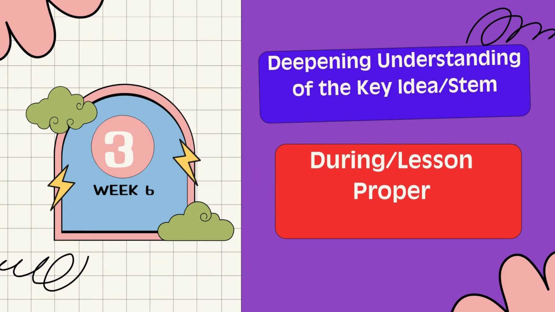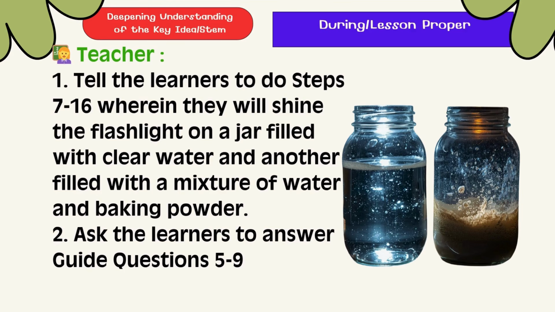Deepening understanding of the key idea stem. Number 1. Tell the learners to do steps 7 to 16, wherein they will shine the flashlight on a jar filled with clear water and another filled with a mixture of water and baking powder. Ask the learners to answer guide questions 5 to 9.